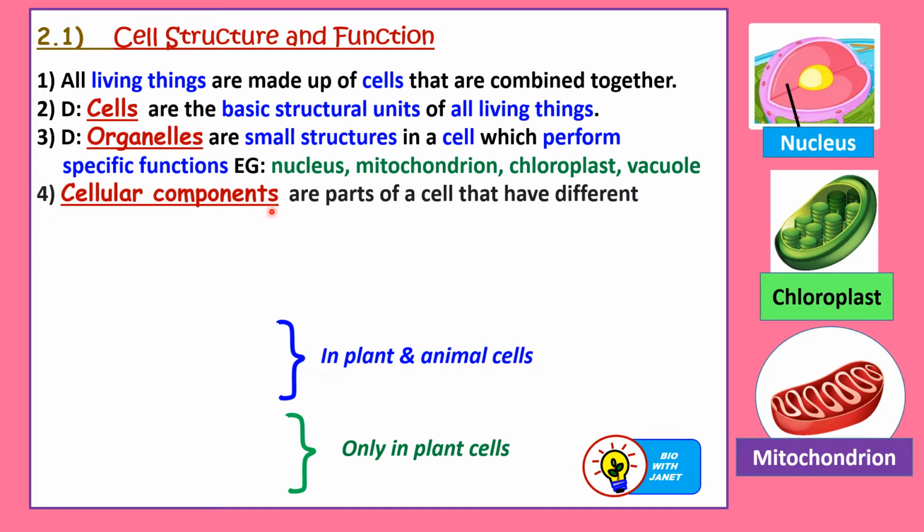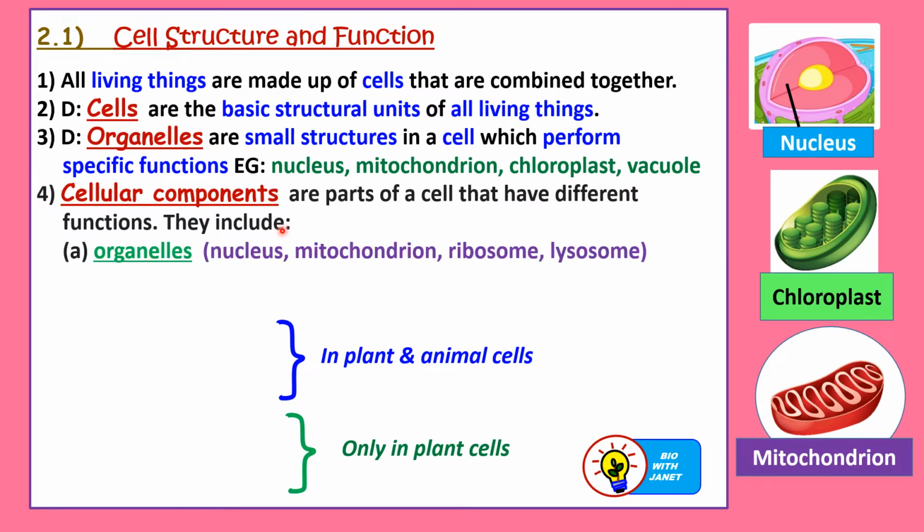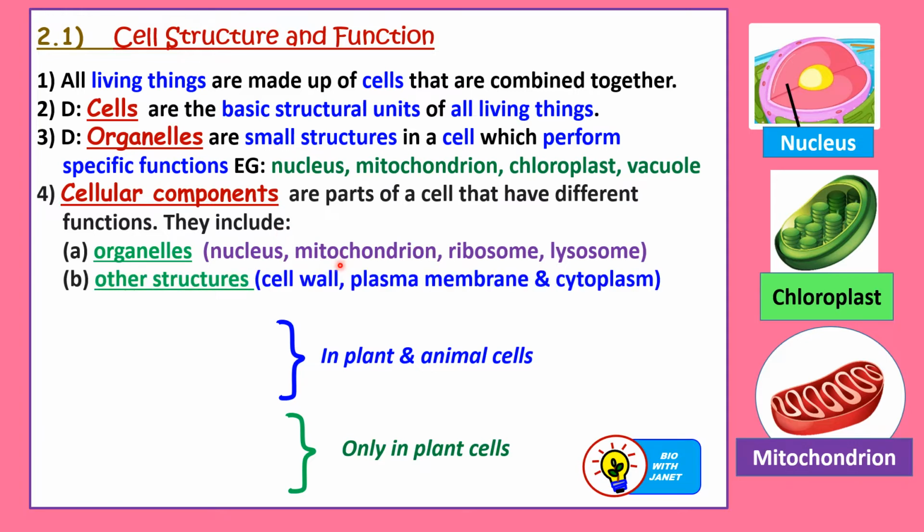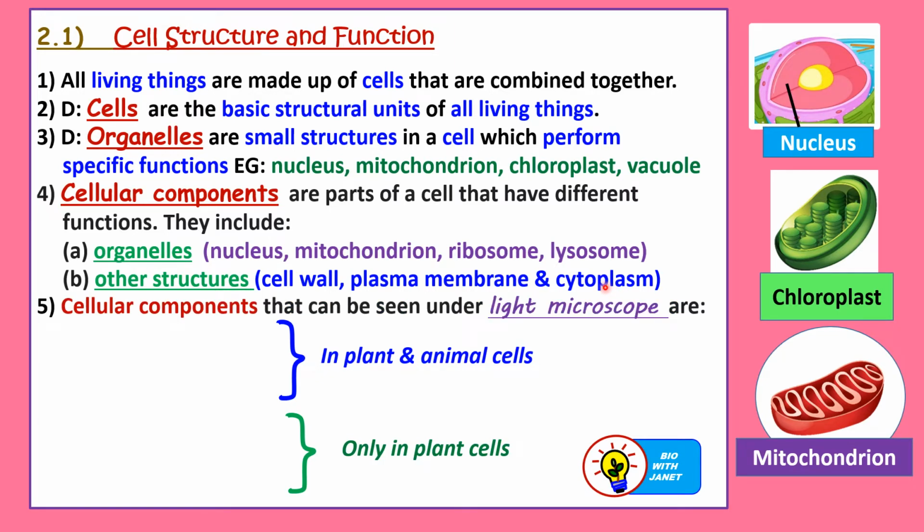Now, what about the word cellular components? So cellular components are parts of a cell that have different functions. So they will include the organelles. They include the organelles such as the nucleus, mitochondrion, ribosome, and lysosome, and other structures such as cell wall, plasma membrane, and cytoplasm. So these other structures are not called organelles. So the cell wall in plant cells, plasma membrane, and cytoplasm, they are not called organelles. So cellular components is just a general name for all the parts of the cell. They have different functions and they include organelles.